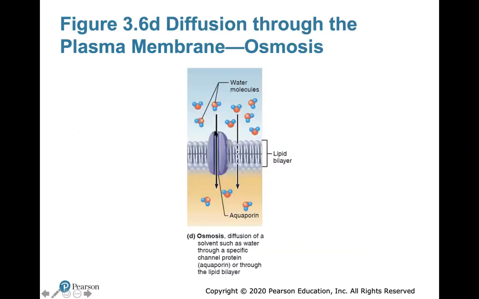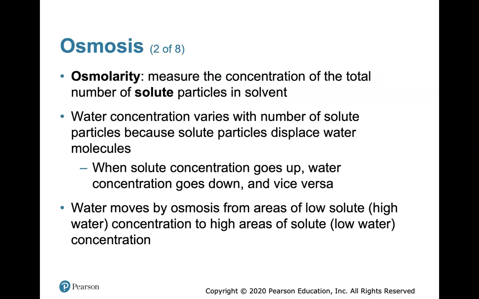So water can travel through aquaporin channels, or if it's really tiny, it can travel through the lipid bilayer kind of one at a time. And this is osmosis, diffusion through the plasma membrane, the movement of water. Again, it's still passive. It'll happen without energy down its concentration gradient.